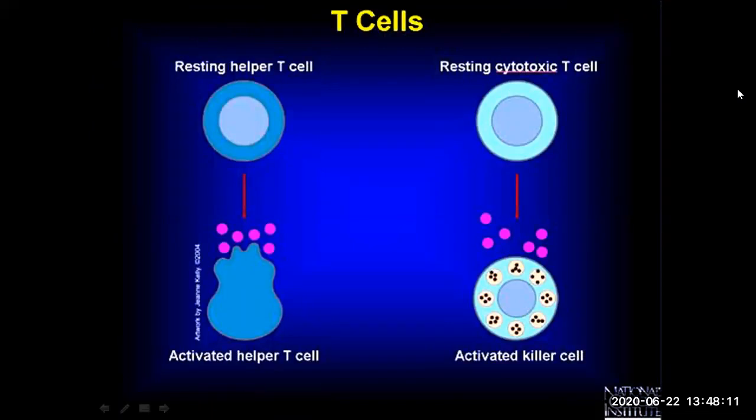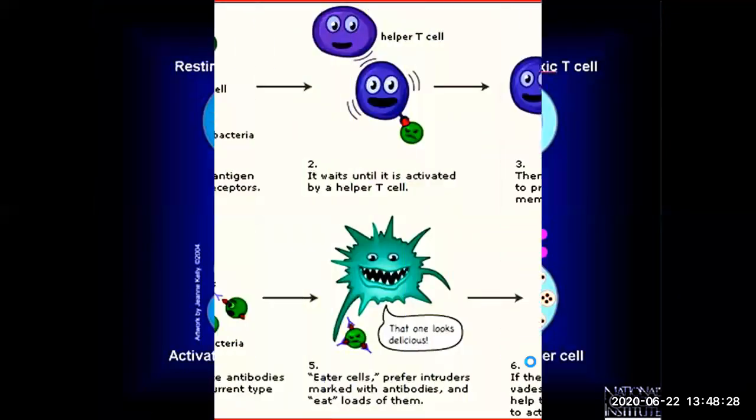What do you call that kind of immunity? Cell mediated immunity. The resting T helper cell becomes an activated helper T cell and provides information about the particular pathogen either to the B cell for humoral immunity, or to the T cytotoxic cells for cell mediated immunity.